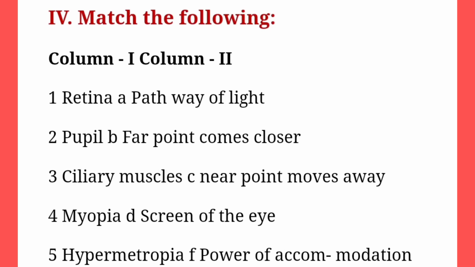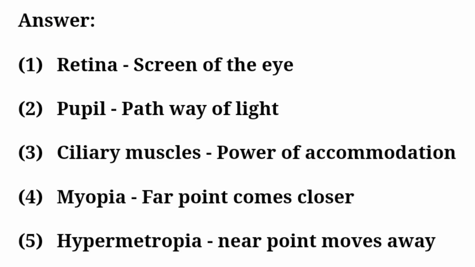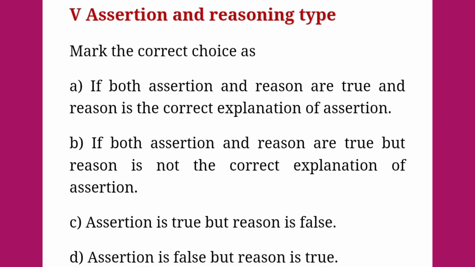Fourth Roman letter, match the following. Answer, first one retina, the answer is written opposite to it. Screen of the eye. Second one pupil, pathway of light. Third one ciliary muscles, power of accommodation. Fourth one myopia, far point comes closer. Then fifth one hypermetropia, near point moves away.